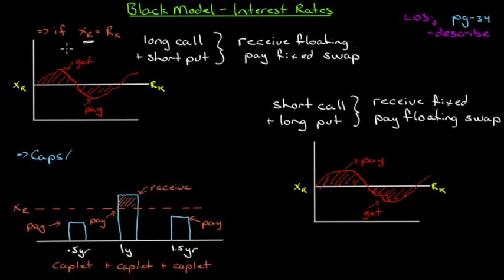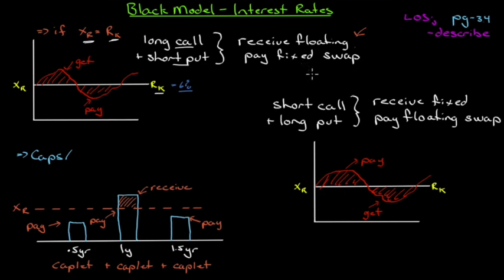If the exercise rate on an option equals the FRA rate, we can draw a nice little graph here with a straight line, XR equals RK. If we buy a call with a strike equal to RK, and we sell a put with a strike equal to RK, we've basically created a synthetic swap, a receive floating, pay fixed swap. So let me see if I can prove that to you. Let's say that the exercise rate was 6%, just for argument's sake, and we'll work it out here.